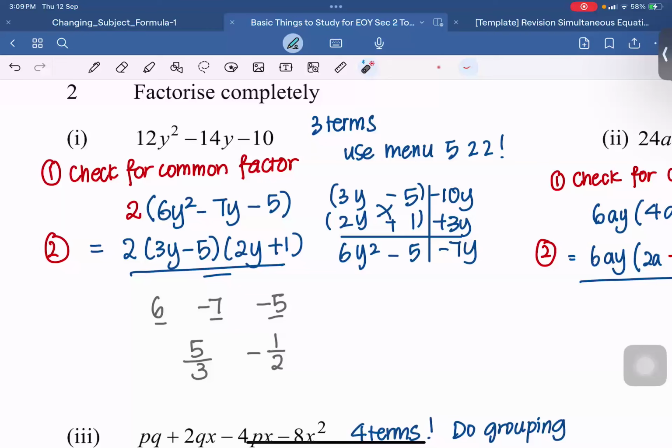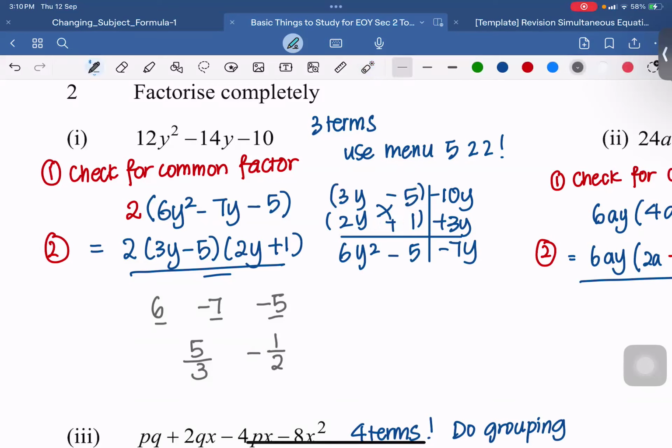First thing, the denominators are 3 and 2. So it's 3y times 2y to give you 6y squared. When I have the number 5 over 3, the 5 is at the back, and the 3 is in front together with the y. Now this is a positive number, so we change the sign to become minus. This is 1 over 2, so this will be 1 with 2y. Then this is negative, so this one becomes a plus sign.